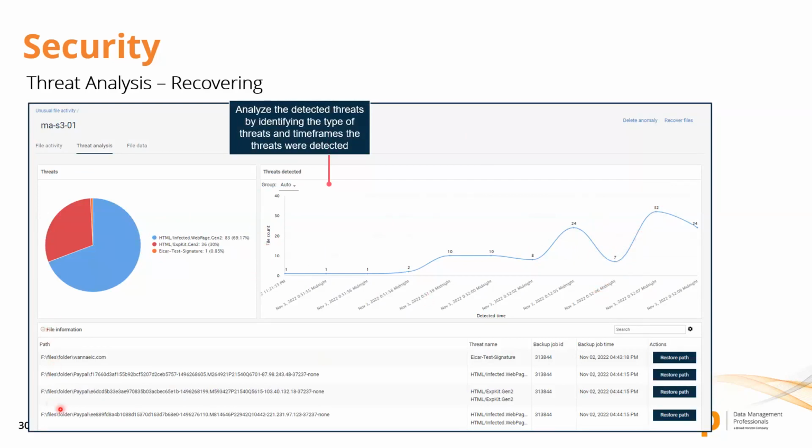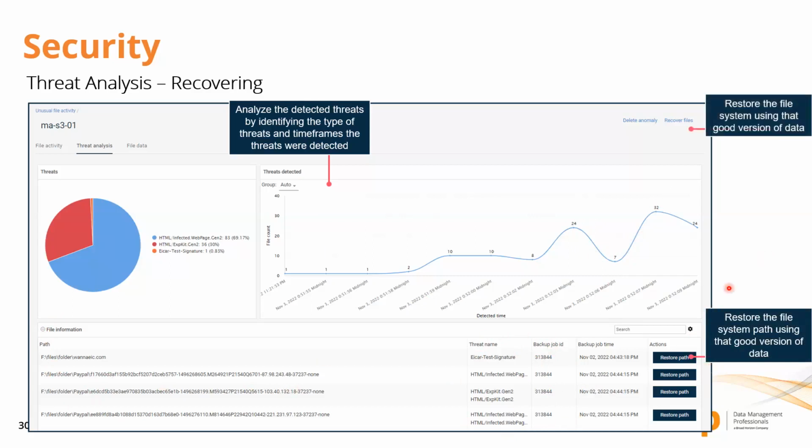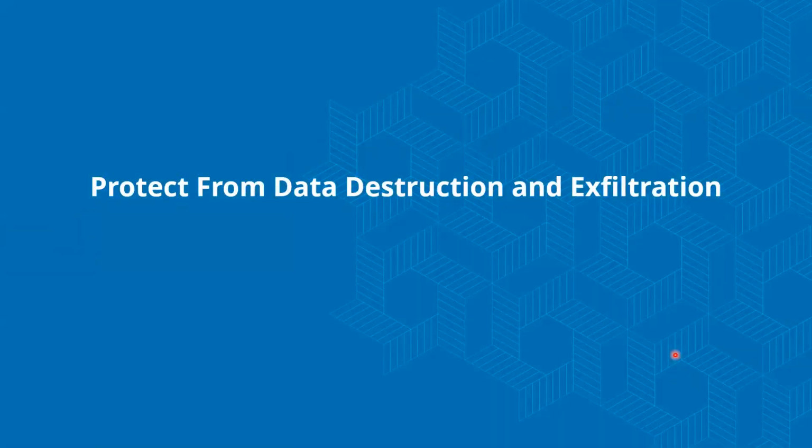In the file information, you can see what files and also the threat name which is being discovered, the backup job ID where that file is being backed up with. And because they are marked within the index, you can, on the top, recover files, or the restore path can be used to restore, let's say, a legal version of the file, which is not corrupted. Those are the file and threat analysis.